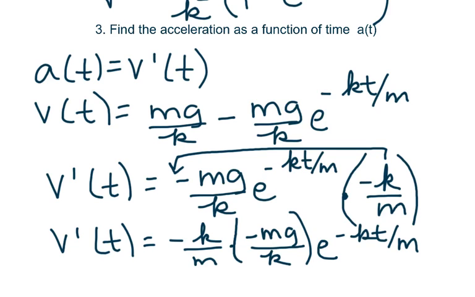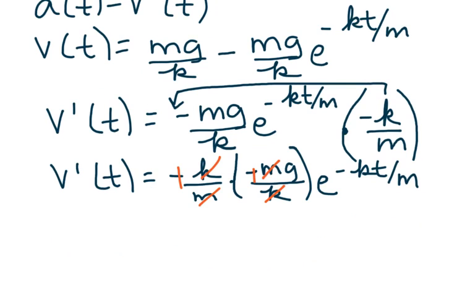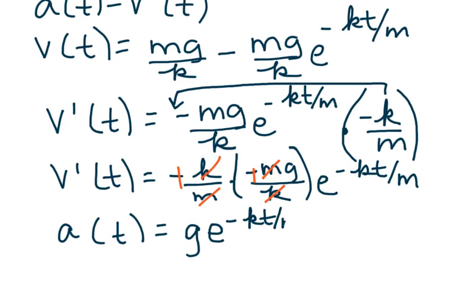Now what ends up happening is these m's cancel, the k's cancel, the negatives cancel, and I'm left with acceleration as a function of time equal to the acceleration due to gravity g times Euler's number to the negative kt over m. This could also be written as the acceleration due to gravity over Euler's number to the kt over m. So there is an equation for the acceleration as a function of time.